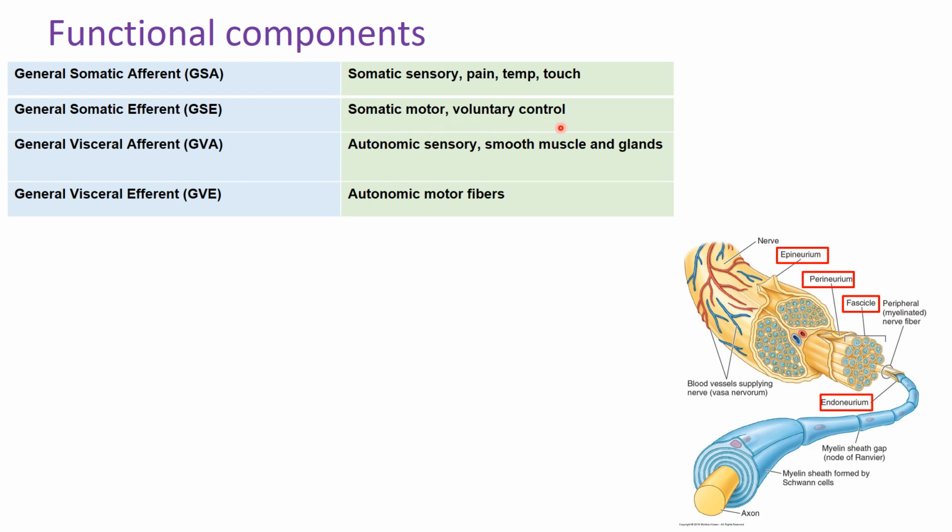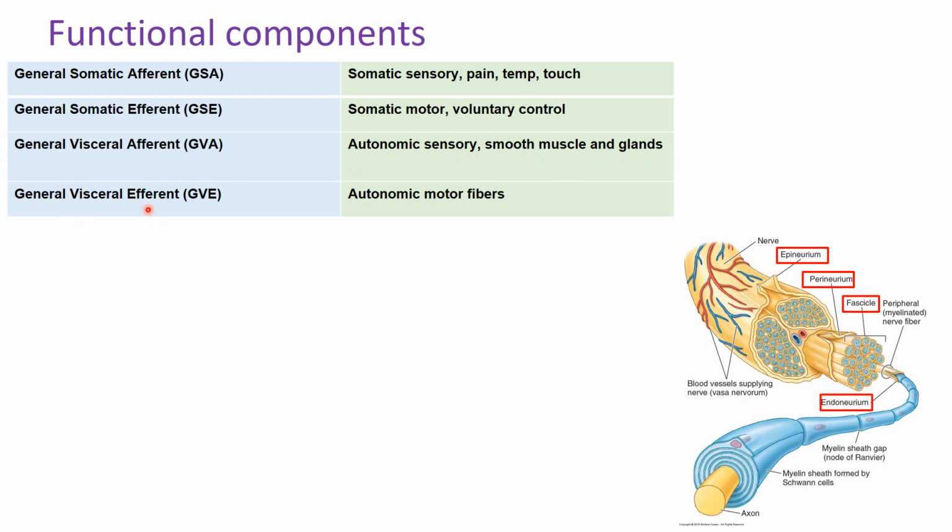So when I flex my biceps, what my brain is doing is sending a signal through the general somatic efferent pathway, the GSE fiber, to my bicep to contract. When I think about the general visceral afferent pathway, visceral meaning our internal organs, so this is going to be part of my autonomic nervous system. Specifically, afferent meaning sensory, so information coming back to the central nervous system. So this is going to supply sensory information to smooth muscles and glands.